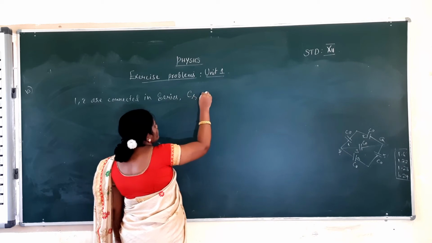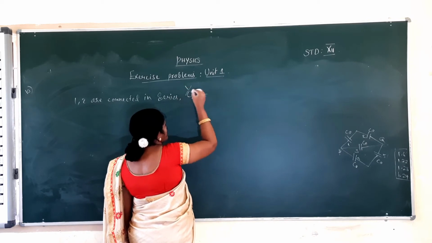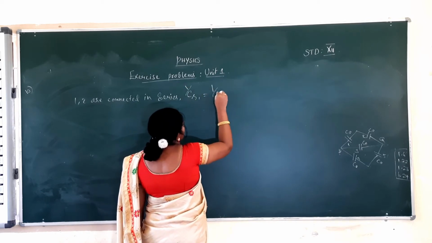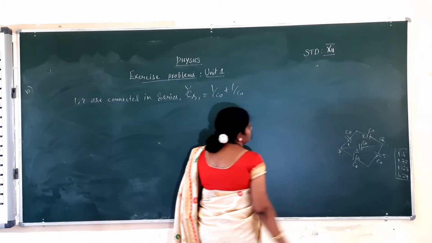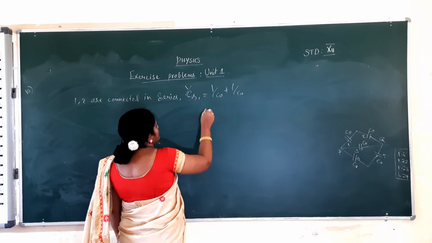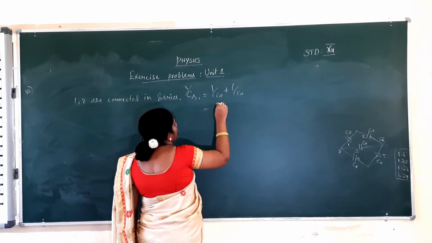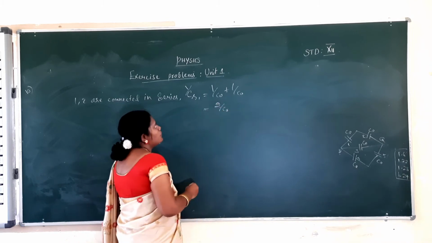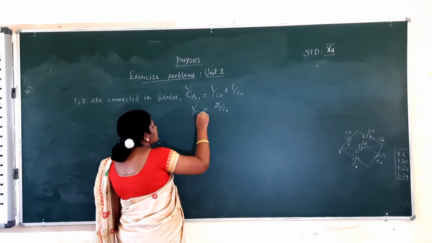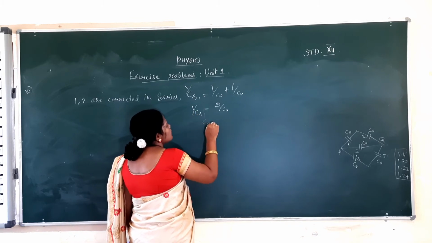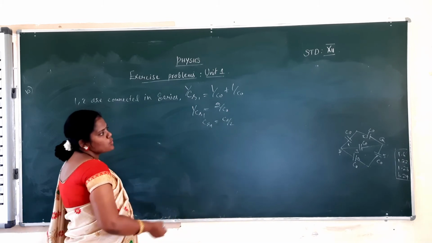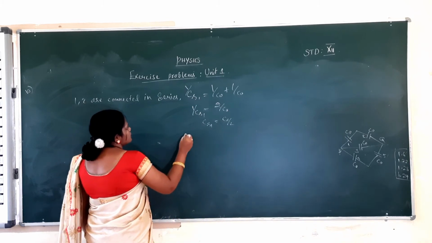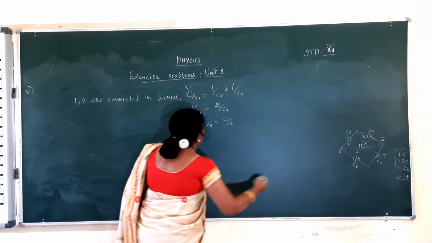Series means 1 by CS1 is equal to 1 by C0 plus 1 by C0, for C1 and C2. Taking the LCM, 1 by CS1 is equal to 2 by C0. So CS1 is equal to C0 by 2. And CS2 is also the same. So 4 and 5 will be connected.